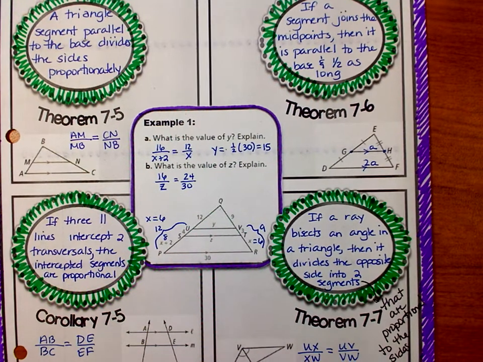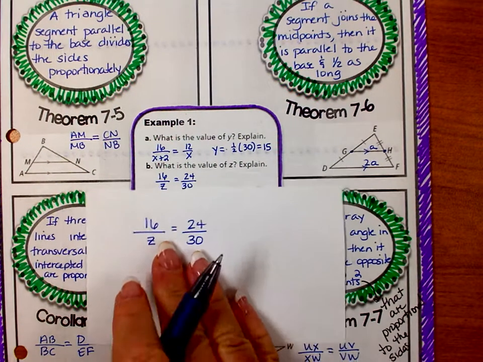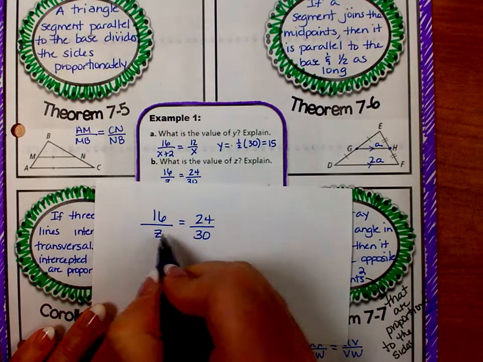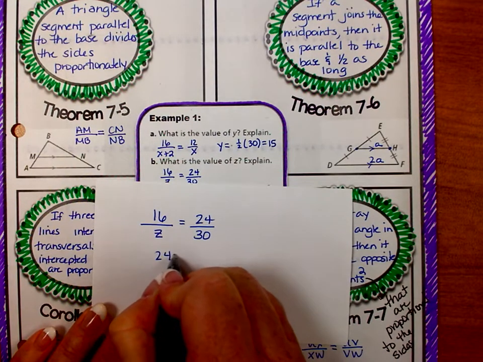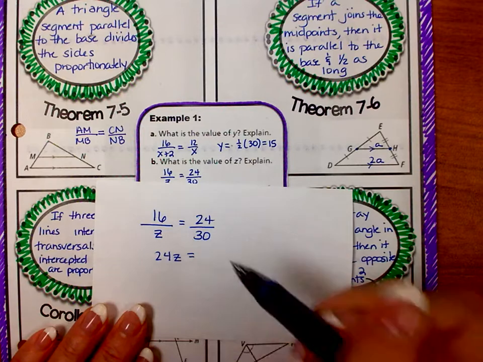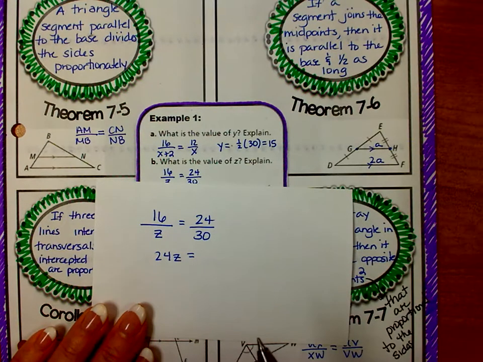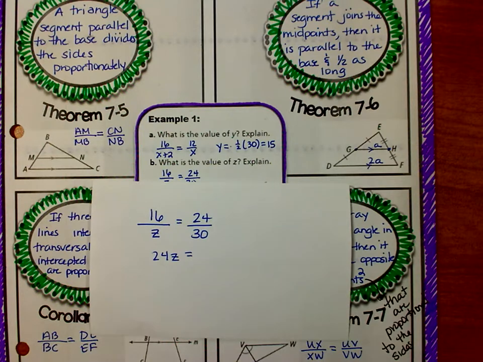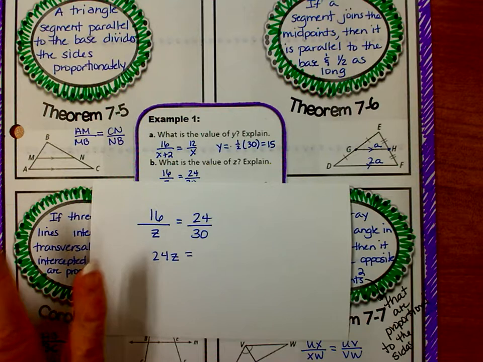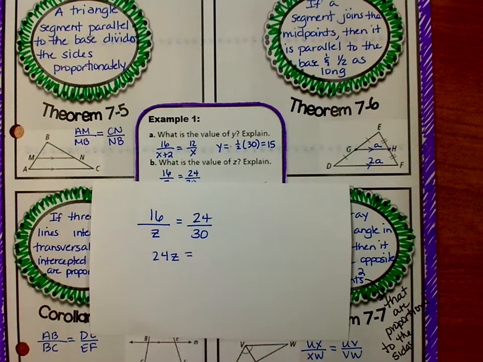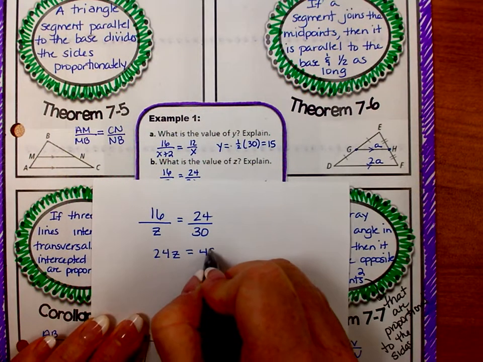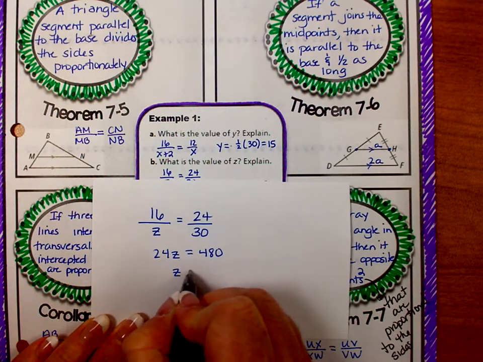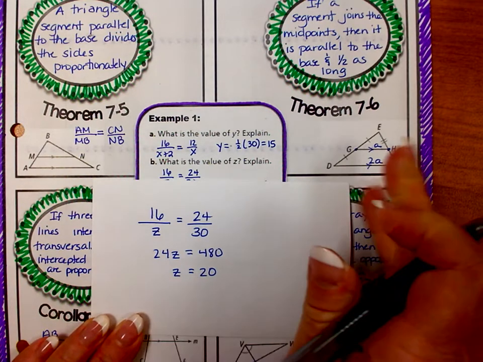Okay, so let's take a look at what that looks like. So we have z times 24, which is 24z, and we have 16 times 30, which equals 480, which means that z is going to be equal to 20.